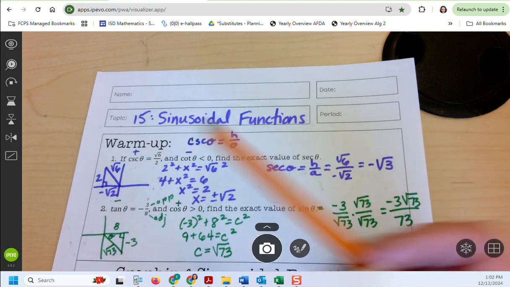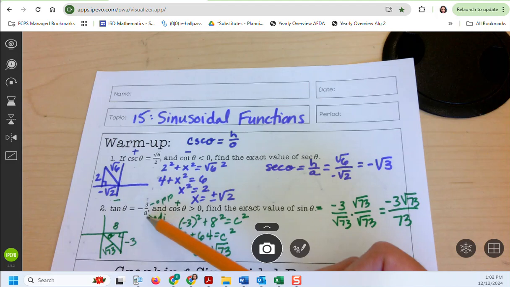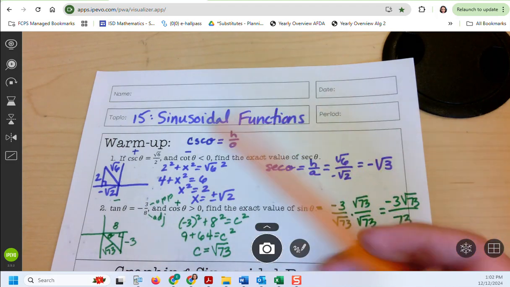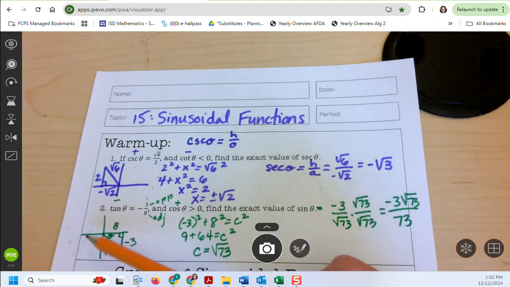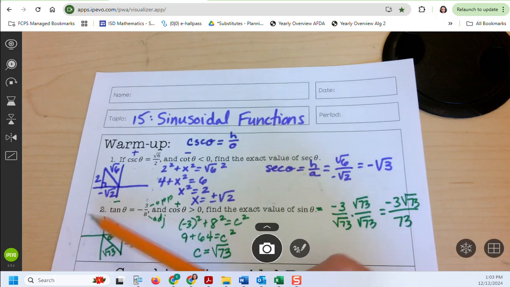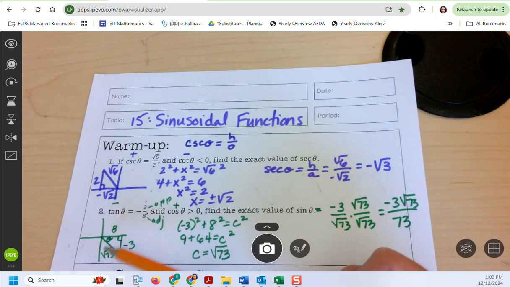In the next one, the tangent is negative 3 over 8. Now, either of those values could be negative. You have to look at the picture to figure out which one. But we also know that the cosine's positive. So cosine is positive on the right side, and then the tangent is negative in quadrants 2 and 4. So this is the quadrant that we're dealing with.